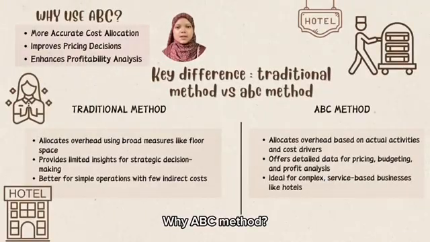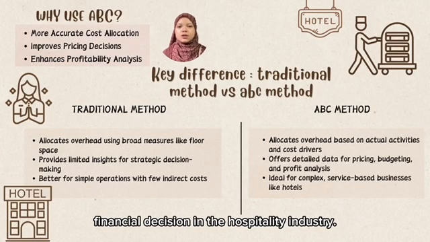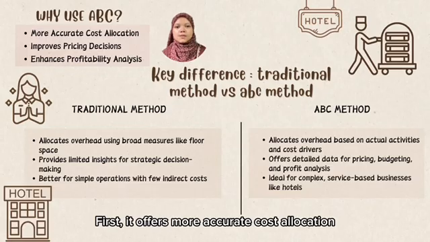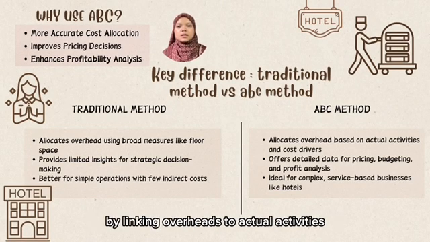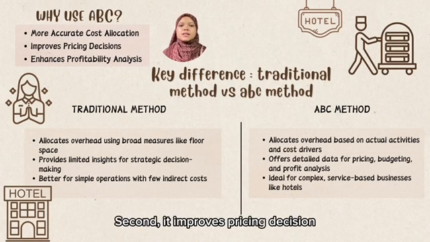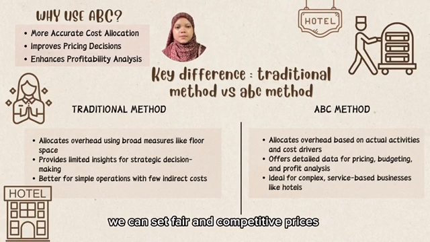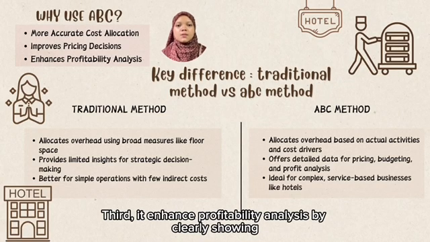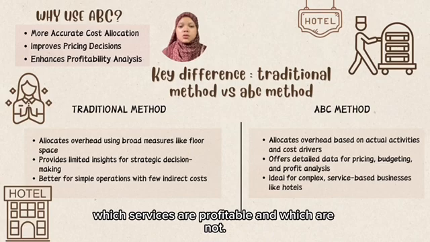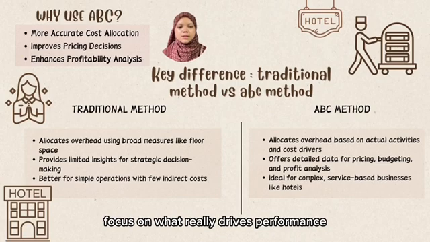Why the ABC method? Activity-based costing, or the ABC method, helps us make smarter financial decisions in the hospitality industry. First, it offers more accurate cost allocation by linking overheads to actual activities and giving us a true reflection of where costs come from. Second, it improves pricing decisions. With accurate cost data, we can set fair and competitive prices. Third, it enhances profitability analysis by clearly showing which services are profitable and which are not. It will help managers focus on what really drives performance.